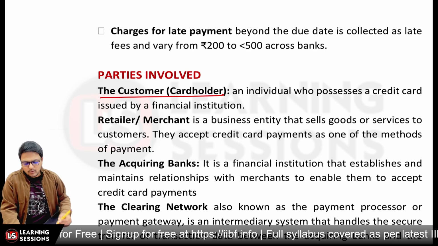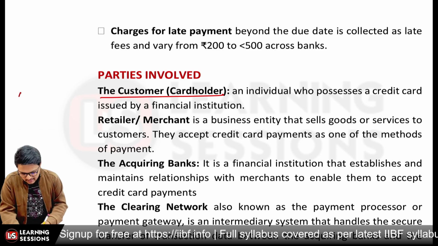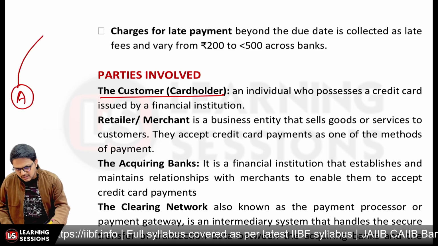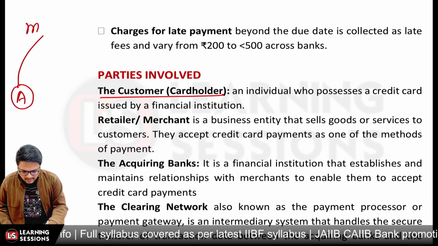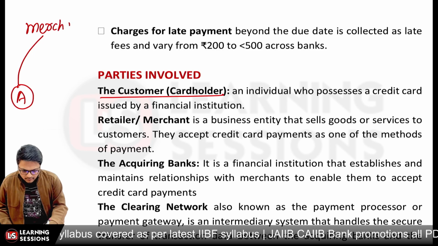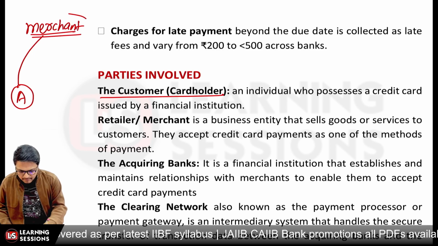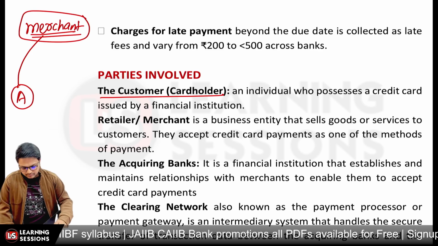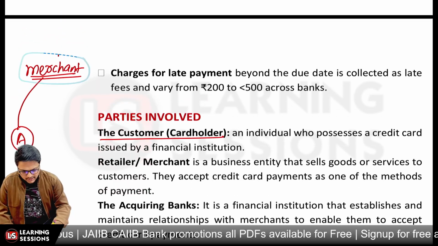The second one is the retailer or merchant. Let's take the scenario that person A is a card holder. Now he visited a retail store, let's say a grocery shop, where he made some purchase and made the payment, right? Now the merchant will be associated with the acquiring bank. Merchant will be associated with the acquiring bank.